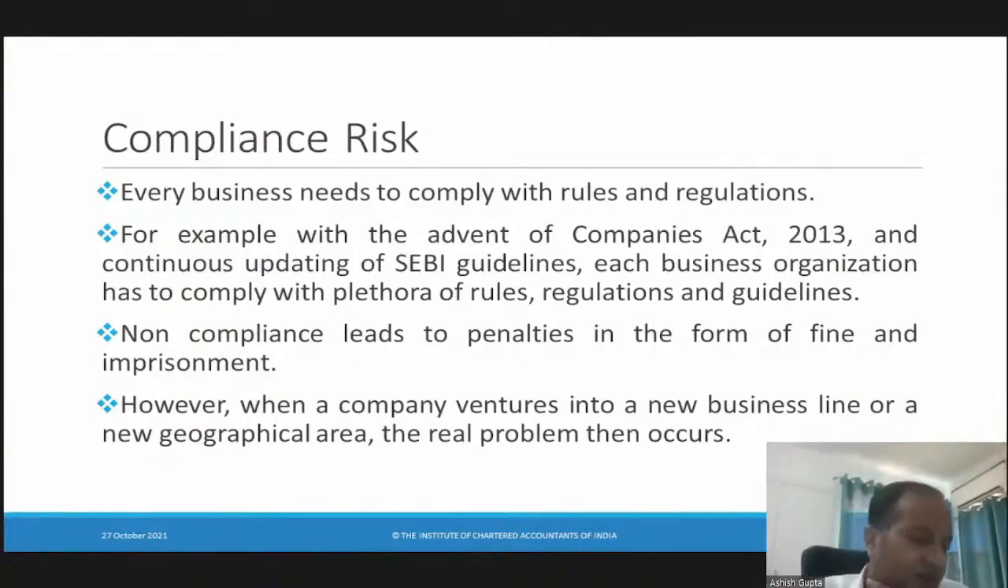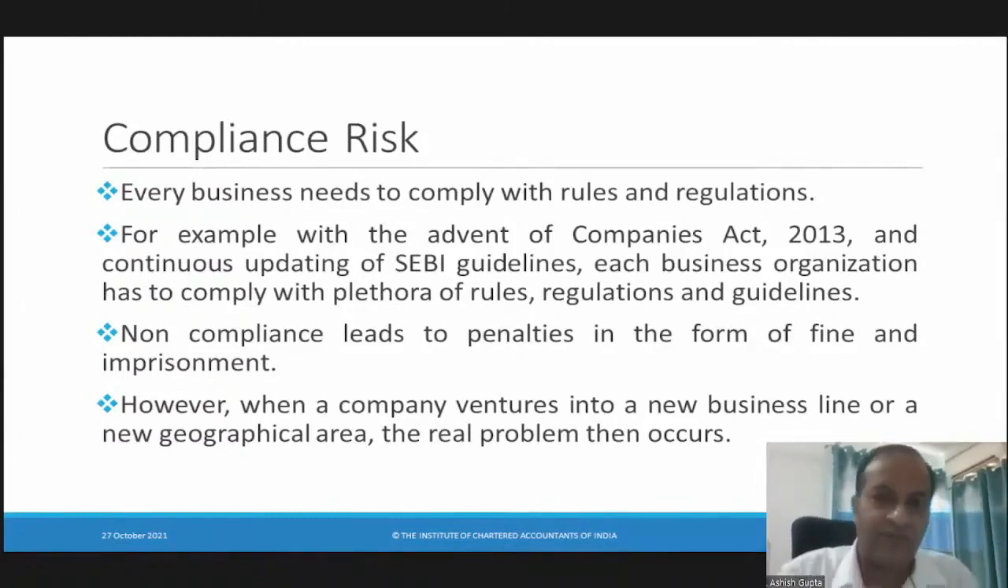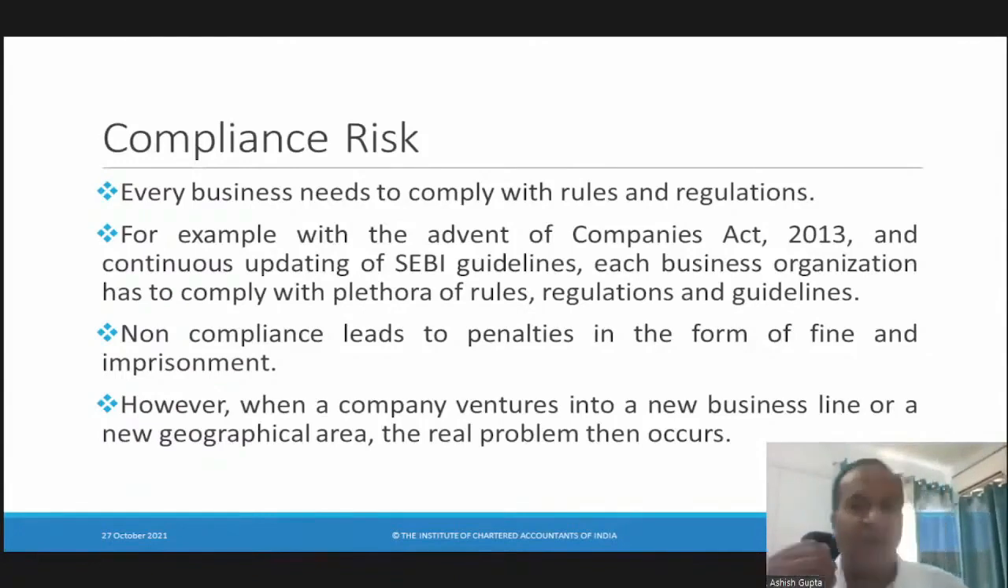Now, what are the compliance risks? Compliance risk is basically the risk relating to compliance with rules and regulations. Suppose I am an income taxpayer, an income PAN account holder, and my income is above the tax limit. If I am not filing the income tax return, I am taking a compliance risk, because tomorrow I may receive a notice from the income tax department.